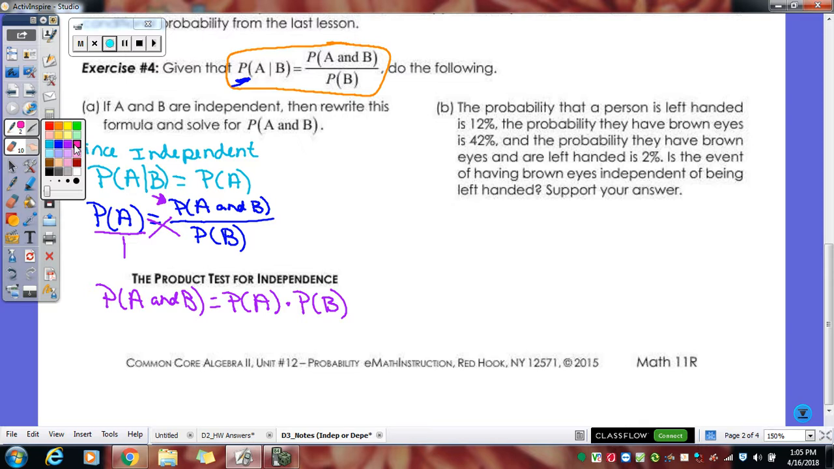So let's look over here. The probability that a person is left-handed is 12%. Probability they have brown eyes is 42%. And the probability that they have brown eyes and are left-handed is 2%. Is the event of having brown eyes independent of being left-handed? Support your answer. So we're going to want to use the formula we just came up with.